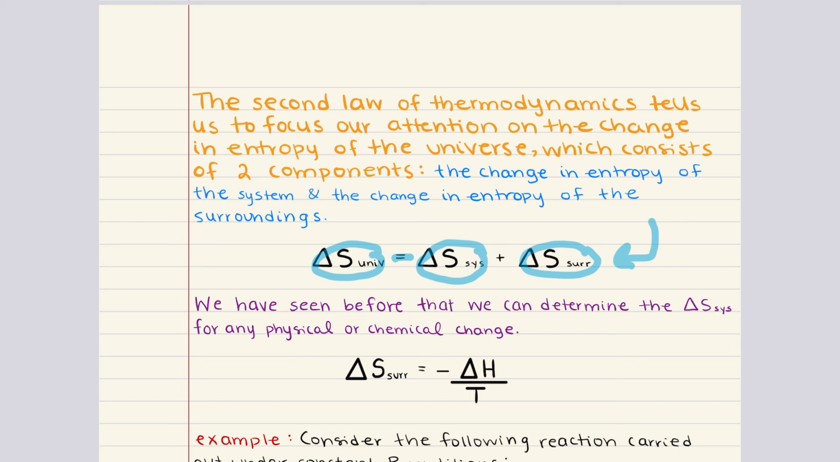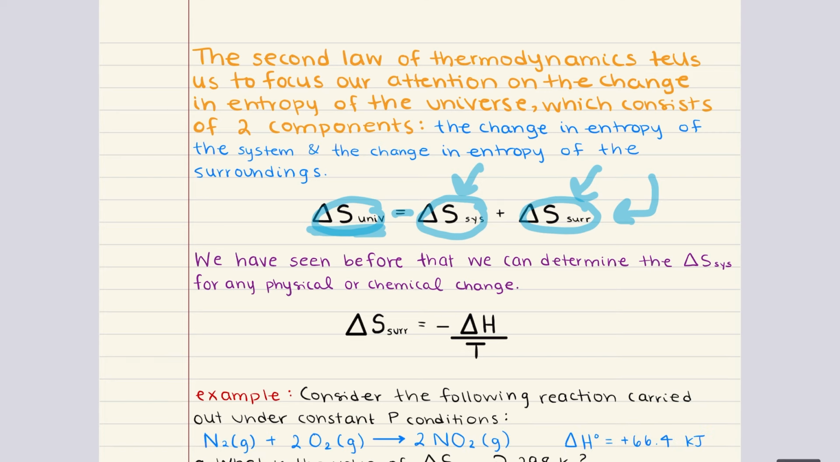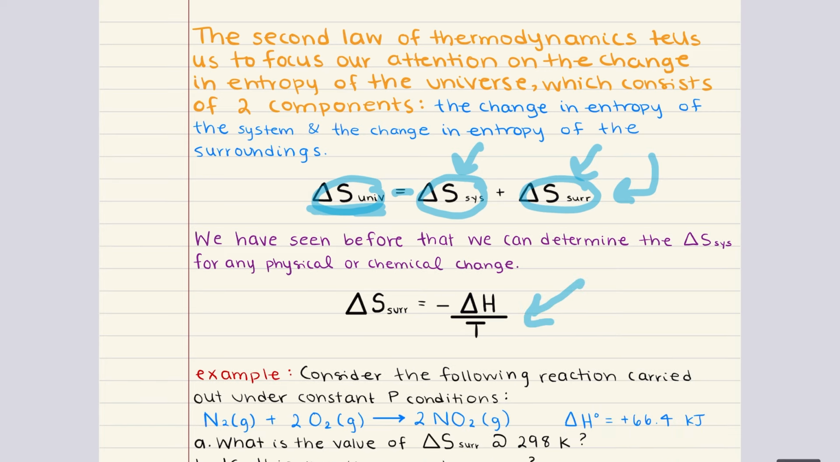For a process to be spontaneous, delta S of the universe must be positive, meaning that the entropy of the universe increases. Since we already know how to calculate delta S of the system for any chemical or physical change, we should also learn how to calculate delta S of the surroundings. And we can do so using the following equation. Delta S of the surroundings is equal to negative delta H, this is the enthalpy change of the reaction, divided by T, which is the temperature in Kelvin.